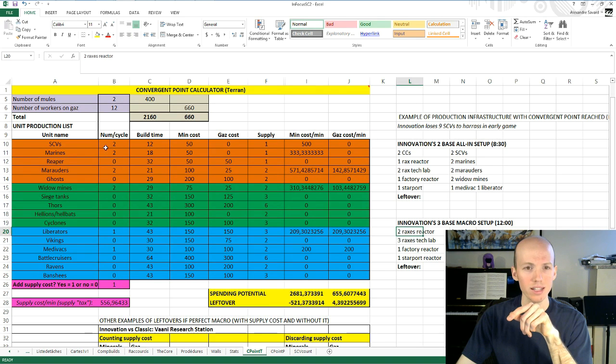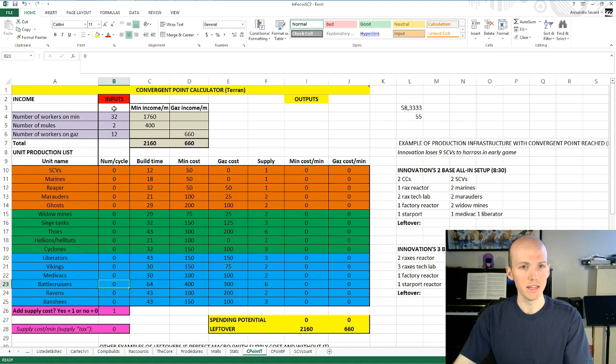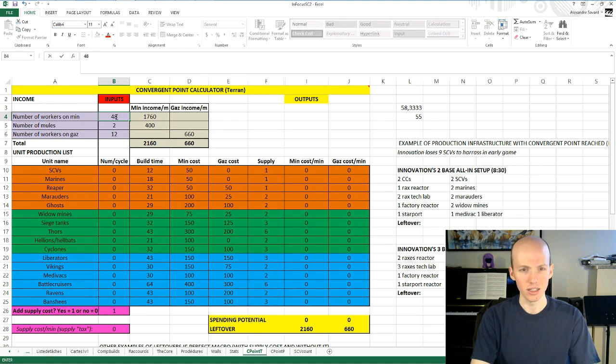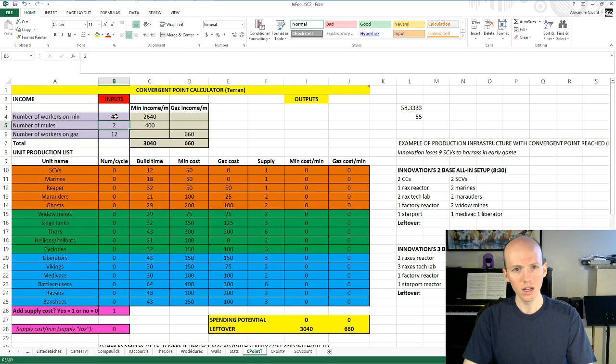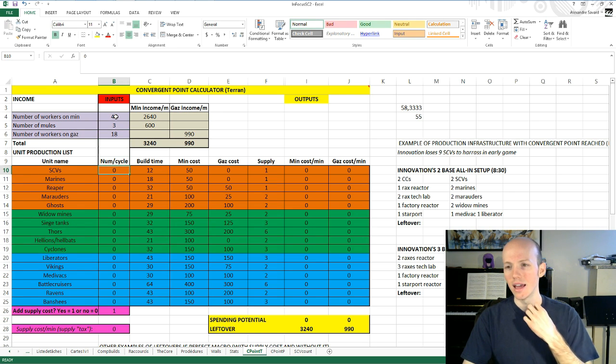So he's got 2 Raxes on reactor. We're just gonna refresh this at first. Yeah, right here. And we're gonna input the 3 base saturation. We're gonna pretend he's got a 3 base saturation, pardon. He's got 3 mules, he's got 18 SCVs on gas, and that's his 3-base macro setup.